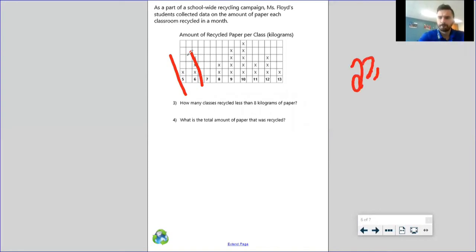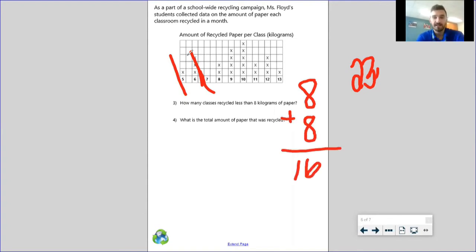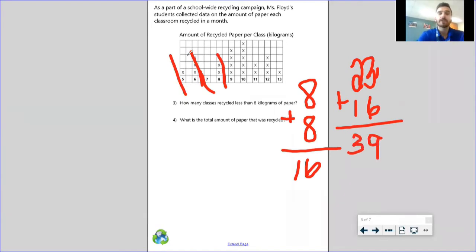Yes. All right. Nobody had 7. And then if I could look at 8, there were 2 X's for that, meaning 2 classes that had 8 kilograms of paper for a total of 16 kilograms of paper. If I add that 16 to the 23 that I already had, 6 plus 3 is 9, 2 plus 1 is 3. Right now I have 39 kilograms of paper.